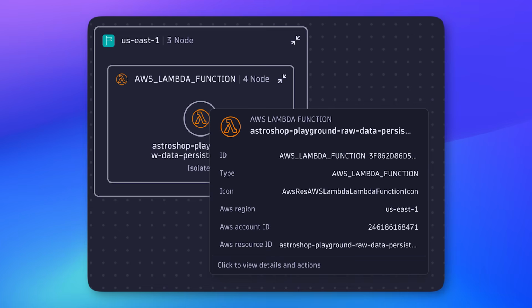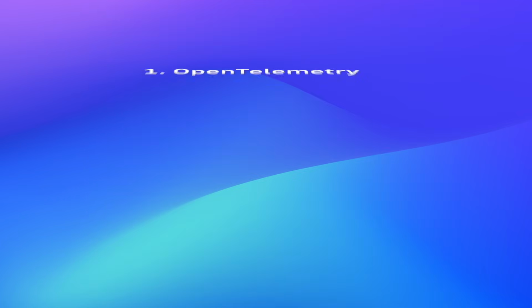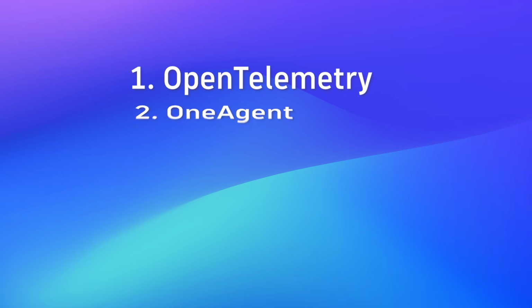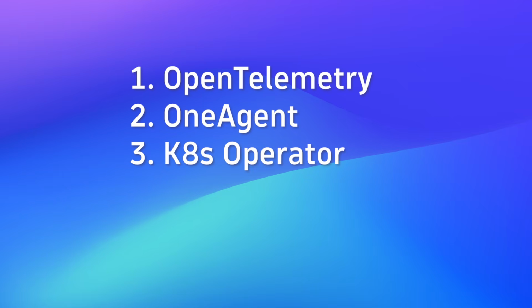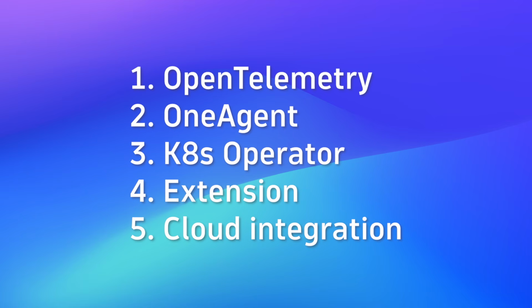Nodes are created in Dynatrace when you ingest OpenTelemetry, install the OneAgent, install the Kubernetes operator, use an extension, or integrate with a cloud provider like AWS. Now, a node is mutable. So, for example, you might increase the amount of RAM in a host, and thus the node metadata will be updated in real time to reflect that new RAM value.